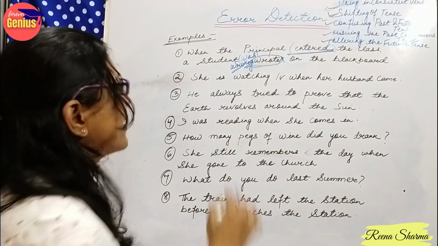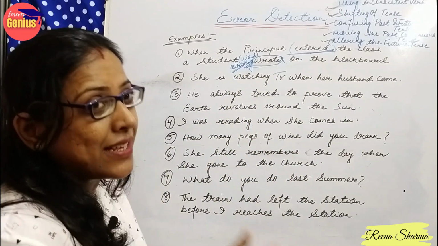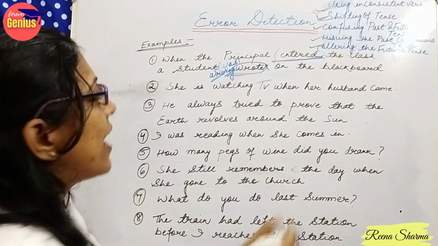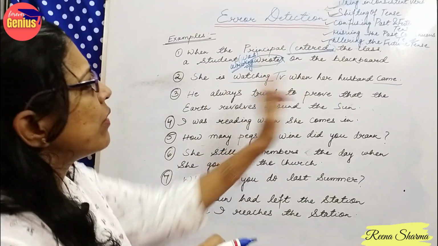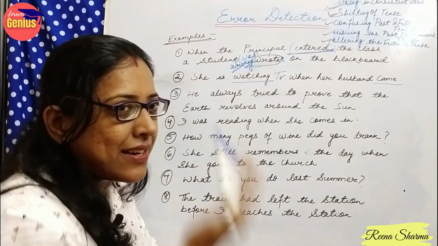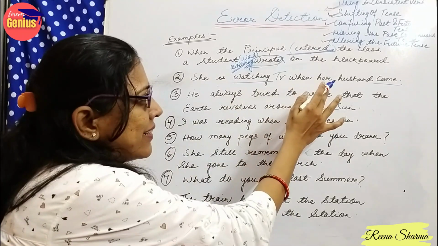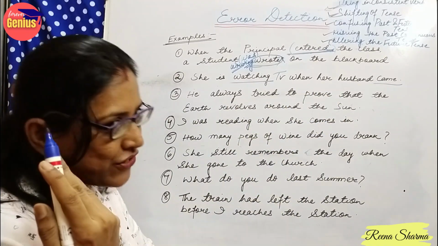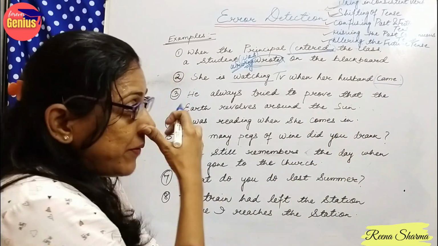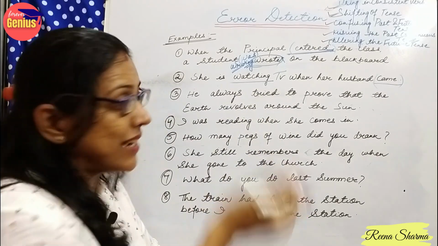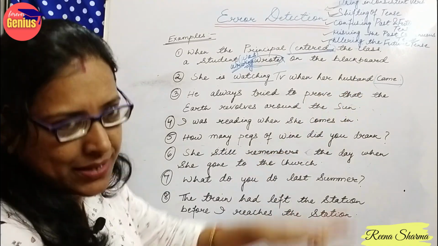Now come to our second sentence. She is watching TV when her husband came. Again, the same concept lies. We will see the verbs. This is the verb and this is the verb. So with this sentence, I can understand that it is a past tense sentence. Came means an act that has been performed in the past only, but it is not continuing. Came is an act which has to be dealt with as past. But is the act continuing? He came, finished. So it is simple past.